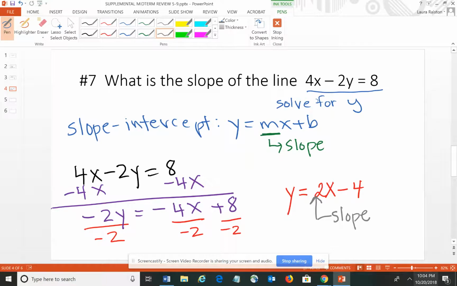Again, to review something, I didn't see it on the midterm, but you may want to be aware of it. Remember, parallel lines have the same slope, and perpendicular lines have negative reciprocal slopes. Okay, so just be aware of that.